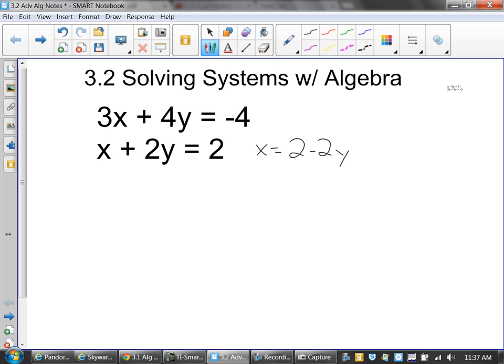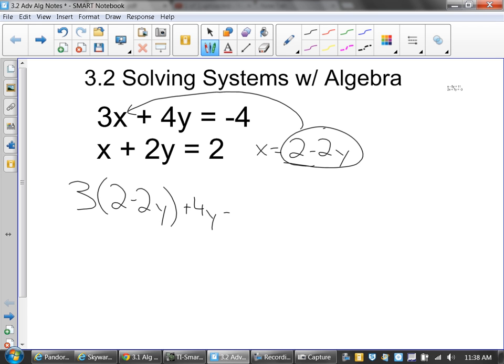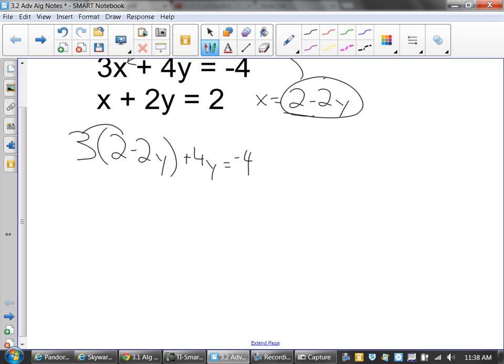Now, from that, using substitution, I take this value here, and wherever I see an x in the first equation, what am I going to put? Right there. What are you guys going to mess up? You're going to forget how to distribute. You'll distribute to one term and not the other. Or you'll add. Does everybody see how you wind up with a very simple two-step equation now?